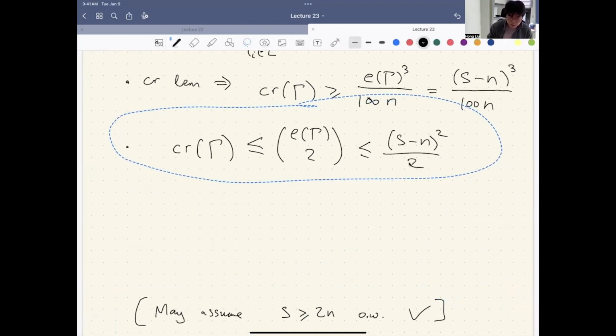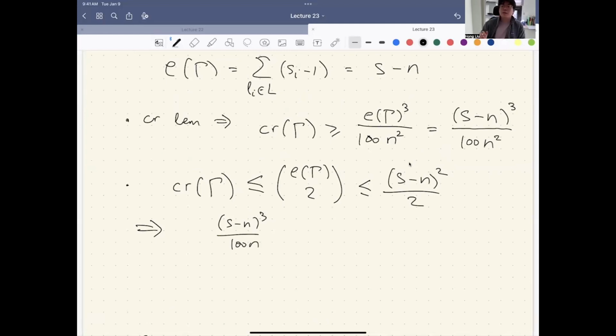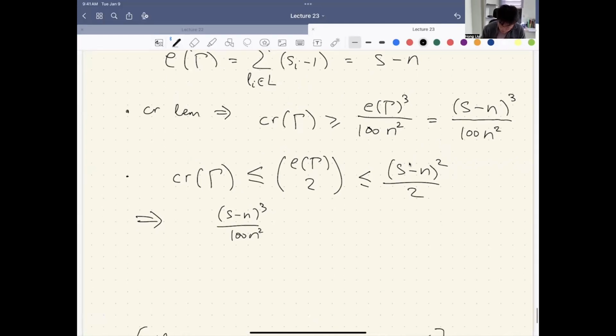Let's see. So we have... wait, there should be a square here, right? No one reminds me. There's a square here. So the number of crossings, lower bound from the lemma, is at most, trivially, the number of edges choose 2. So S minus N squared over 2, which is the same as S minus N is at most... Huh? Something is strange.